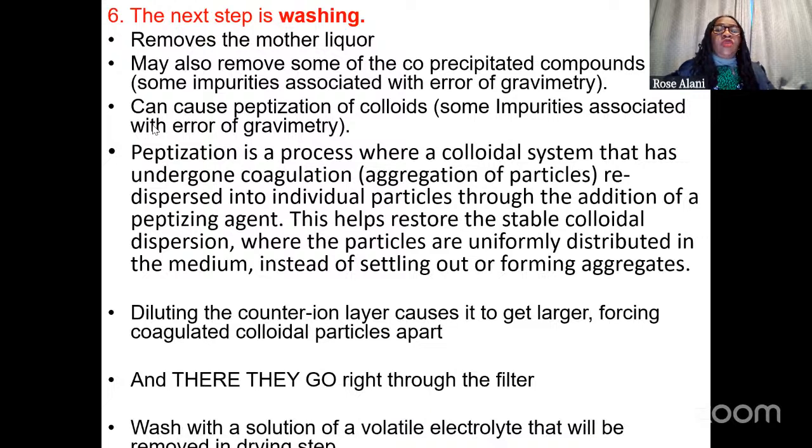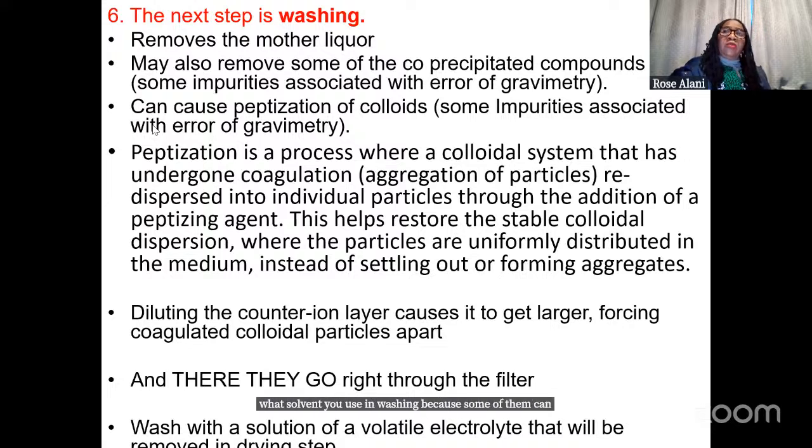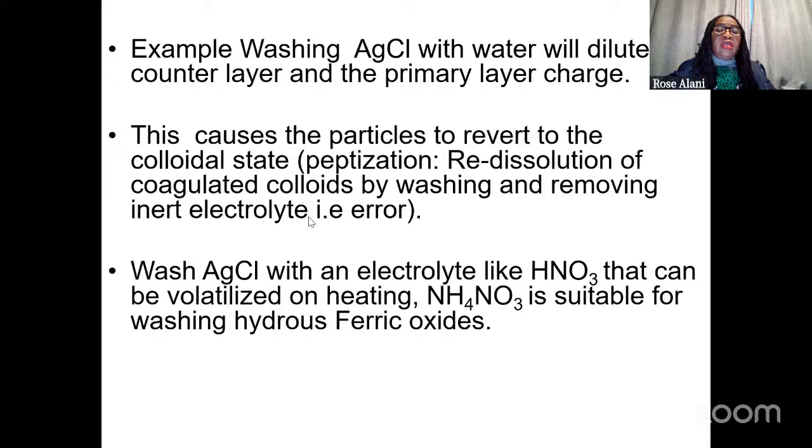Next step is that of washing. You watch what solvent you use in washing, because some of them can end up getting the precipitate you formed back into solution. An example is washing silver chloride with water.